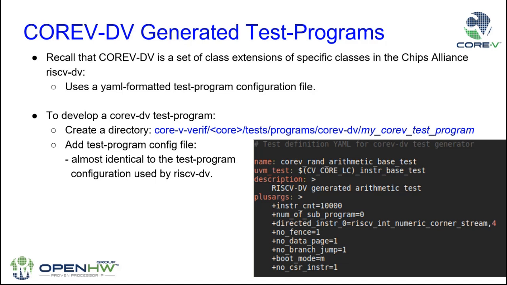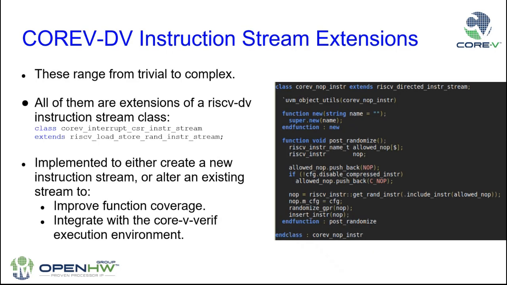Our scriptware processes this and uses it to compile core5dv, which then compiles riscv-dv, and then runs riscv-dv using these plusargs as runtime options. Next slide. So that's how we control it. How do we change it?